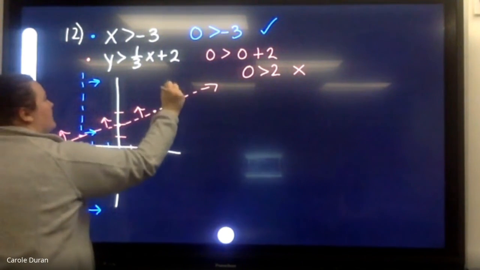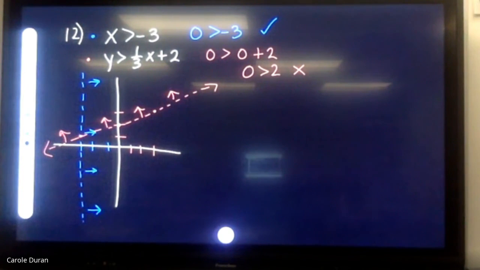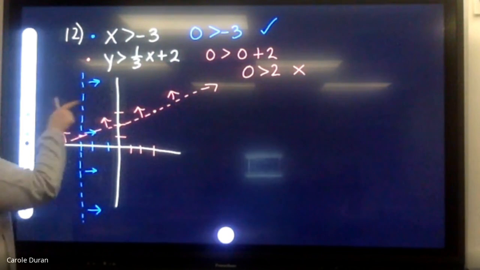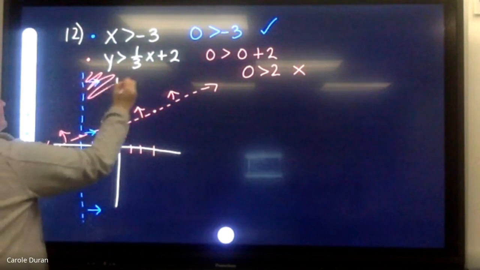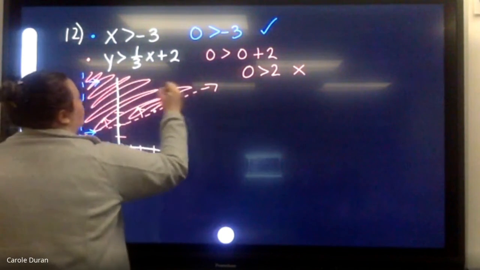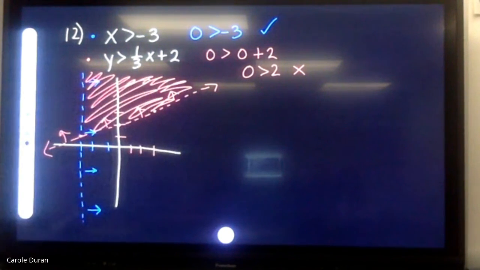So then I just look to see where my arrows all point toward. So on this one, I point up, and this one, I point to the right. So this is the overlapping section. So it's D. Yay.